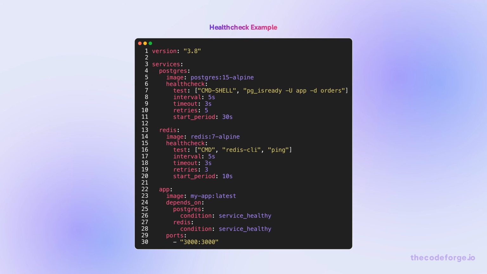Here's a health check example. Postgres uses pg_isready, Redis uses redis-cli ping. The app depends on both with condition: service_healthy. This ensures the app only starts after both dependencies are actually ready to accept connections.